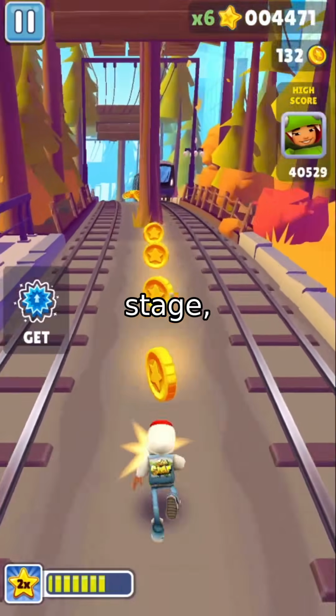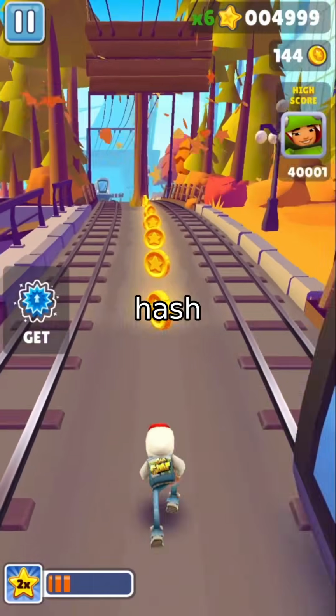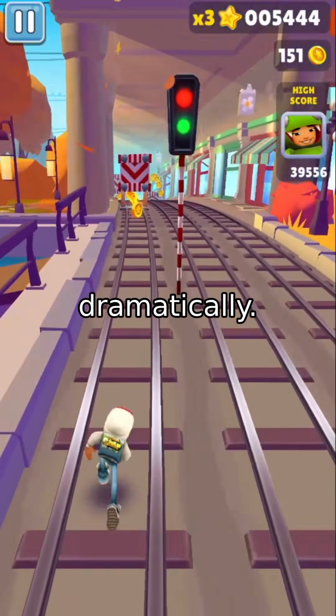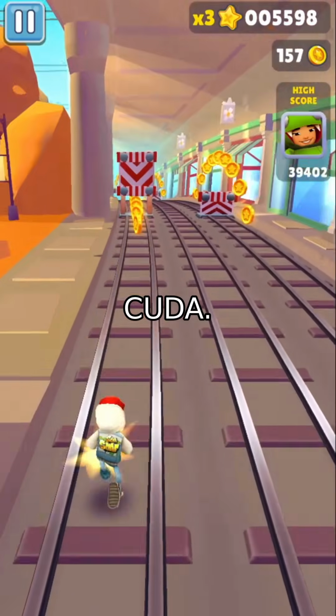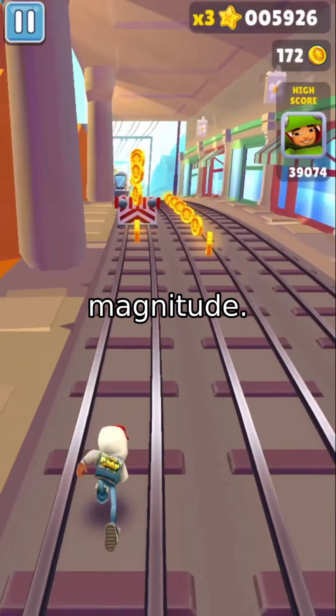On the regular accumulation stage, all three languages perform nearly identically. But on the irregular hash probing stage, where threads race to insert blocks, the results split dramatically. Rust stays within a few percent of handwritten CUDA. Triton falls behind by more than an order of magnitude.